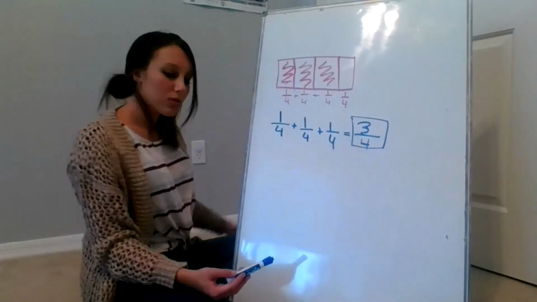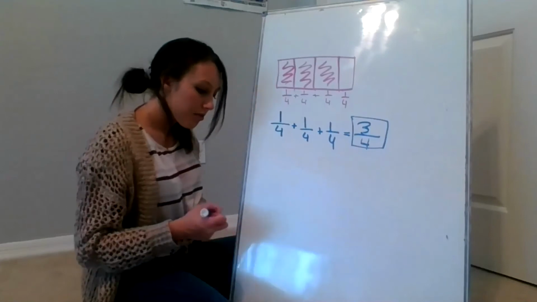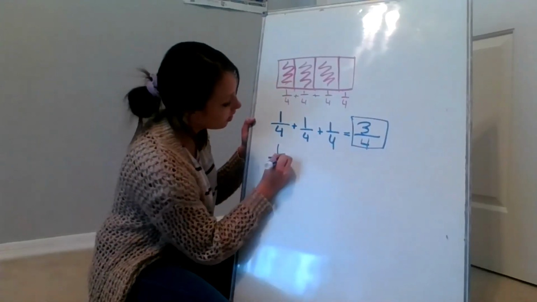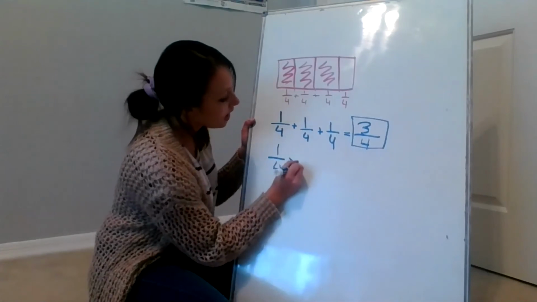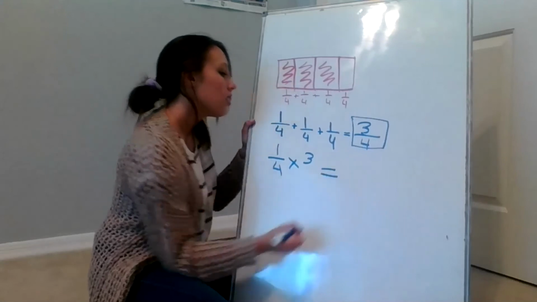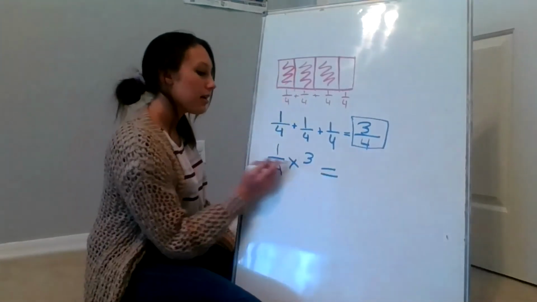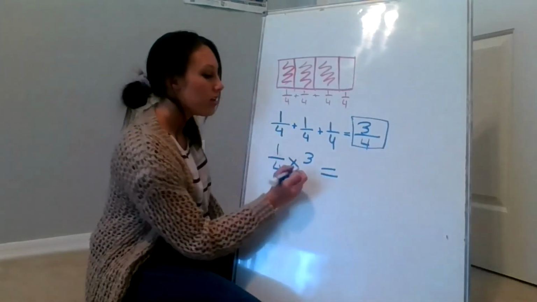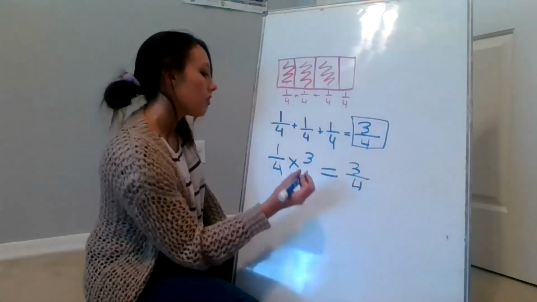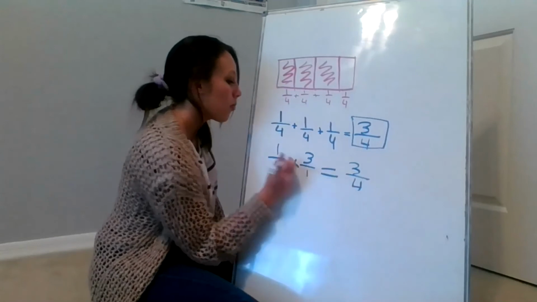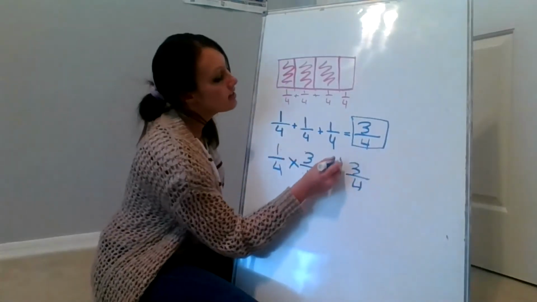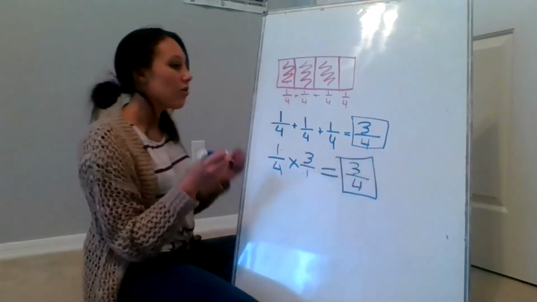So what if we did multiplication? What if we wrote that 1/4 multiplied by 3 equals, what does this equal? What's 3 times 1? 3, right? And then you leave the 4. So it's 3/4, which is 3/4. Because essentially this is 3/1. 1 times 3 is 3. 4 times 1 is 4. This gives us our same answer of 3/4.